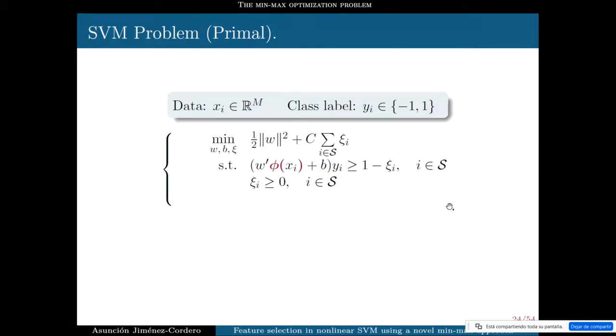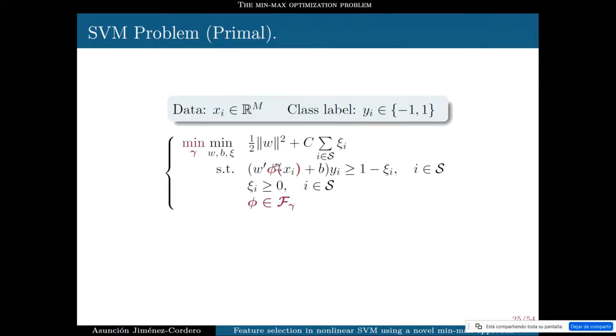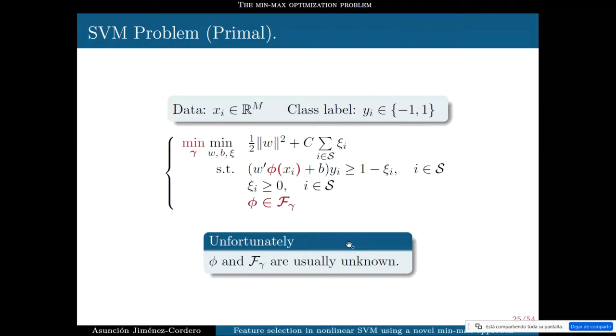But as I told you before, we are not only interested in binary classification, but we also want to select features. So among all the possible phi functions that are available, we want to select the one in a functional space parameterized by this gamma variable, and we want to minimize over this decision variable. What is the bad part here? Usually we don't know the phi function, and we don't know the structure of this functional space either.